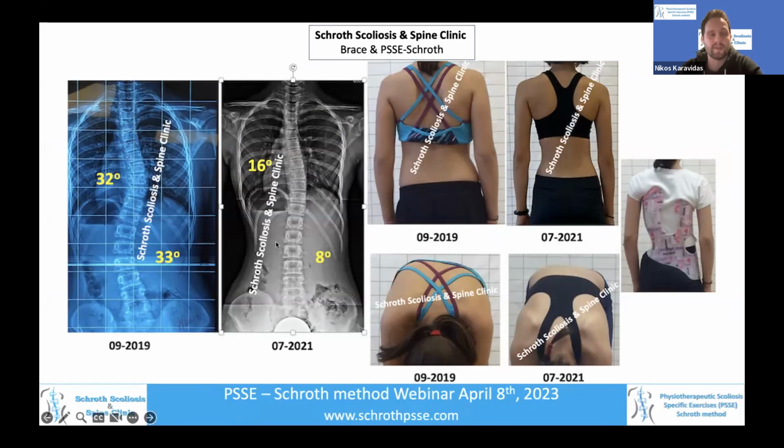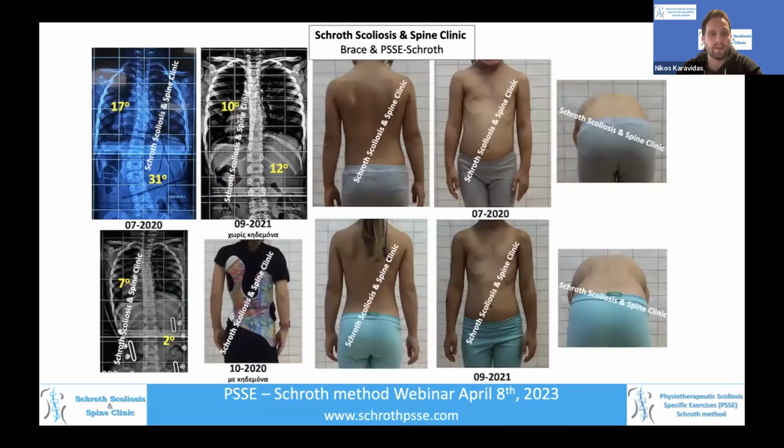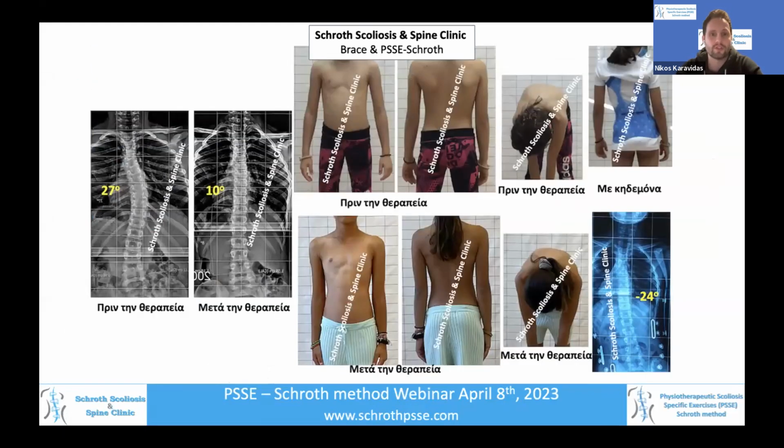And you can see sometimes that we can get a very nice reduction of the curve. Still, the main aim is to halt progression. But if you have a good brace, a proper program of exercises and good compliance by the patient, you can expect to have even significant improvements, like these curve types reduced much by bracing and exercises. Also this one.